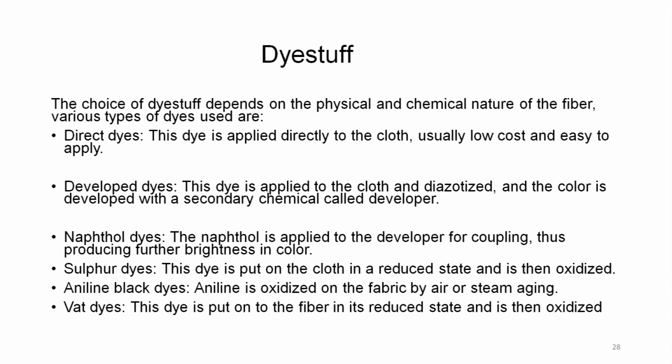Sulfur dyes. This type is put on the cloth in a reduced state and is then oxidized. Aniline black dyes. Aniline is oxidized on the fabric with air or steam aging. Vat dye. This dye is put on the fiber in its reduced state and is then oxidized, and one example of the vat dye is indigo.